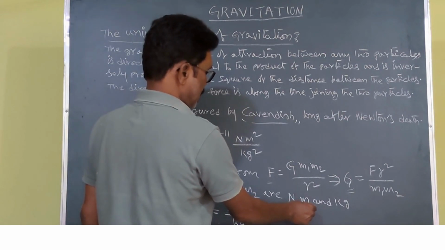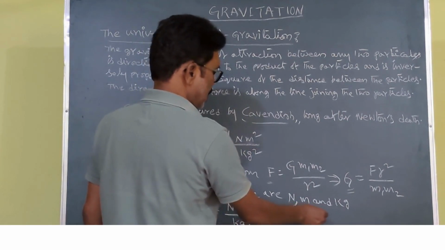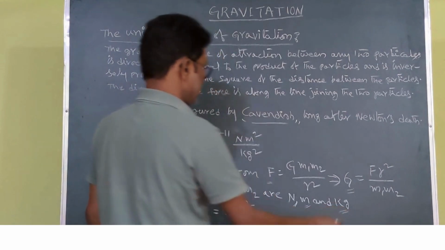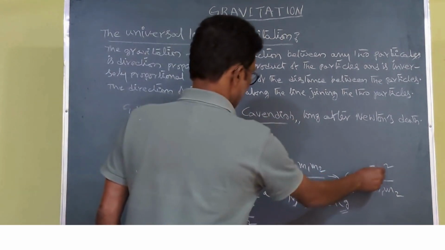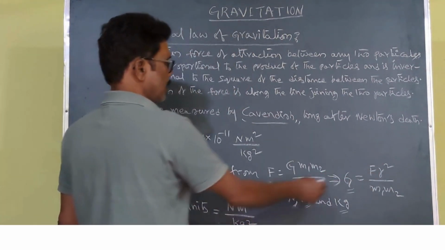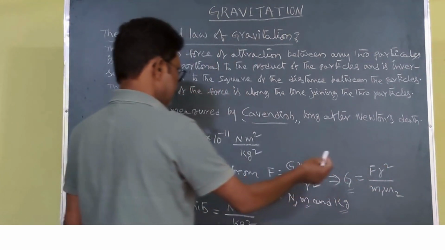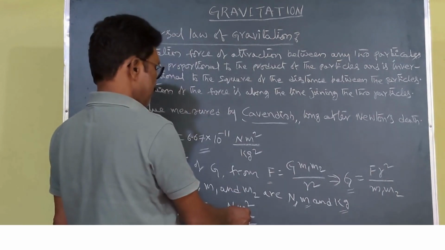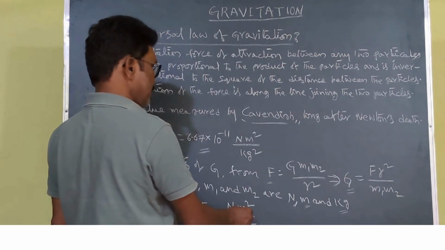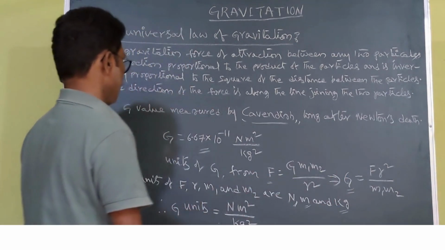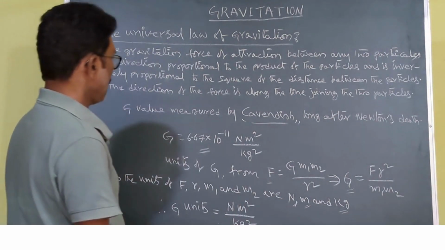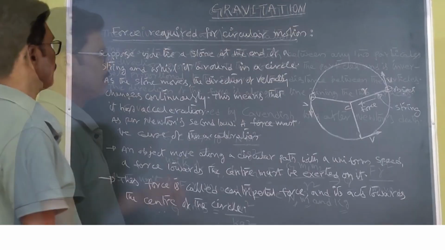The unit of force is newtons, the distance, radius r, is measured in meters, and the mass is measured in kgs. We know that. So if you simply substitute newton in place of F, meters square for r square, and kg times kg, that is kg square, for m1 times m2, like this we can arrive at the units of G.